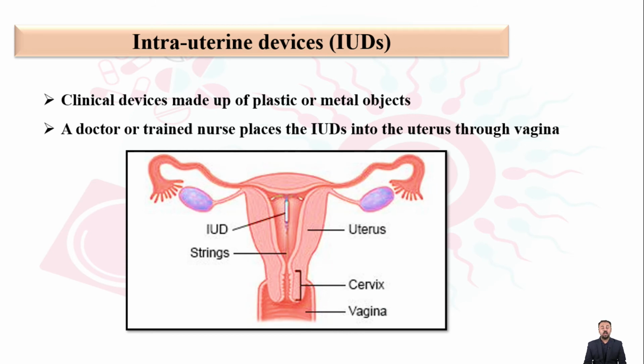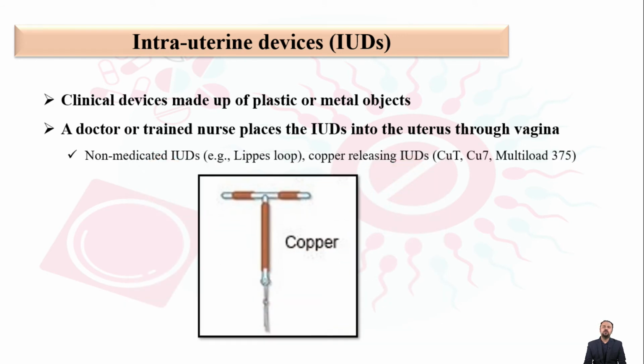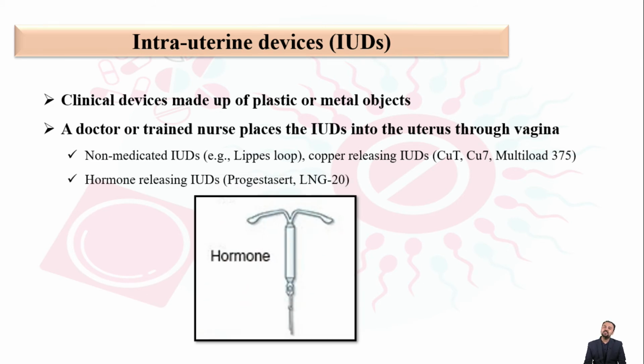Now students, IUDs are of different types. We have non-medicated IUDs like the Lippes loop. Then we have copper releasing or copper secreting IUDs like CuT, Cu7, Multiload 375. Other than this, there are also hormone releasing IUDs like Progestasert and LNG-20.